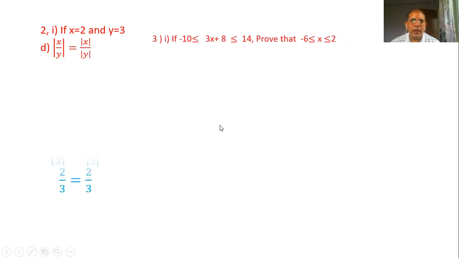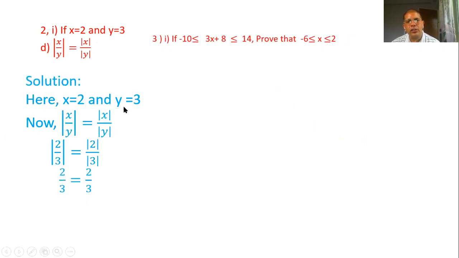Now I want to show another question, 2D. This is the last number of 2. So |x/y| is equal to |x|/|y|, then substitute x and y. This is another question. In this solution, x is equal to 2 and y is equal to 3. Now |x/y| is equal to |x|/|y|, and it is 2 by 3. This is also 2 by 3. So 2 absolute is 2, 3 absolute is 3. So you got the equal sign, so it is verified. We satisfy the equal condition, so verified.